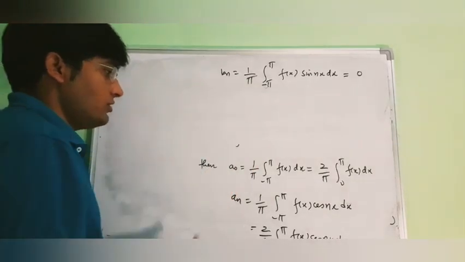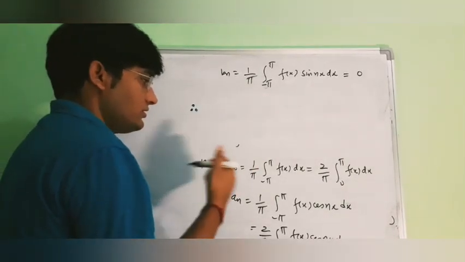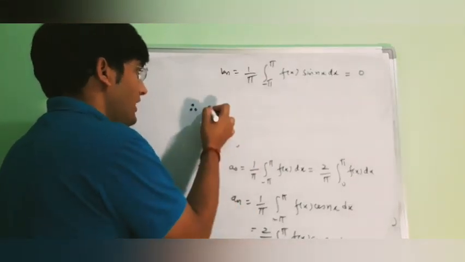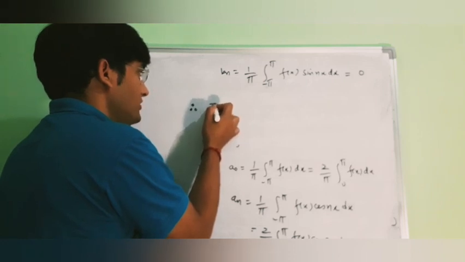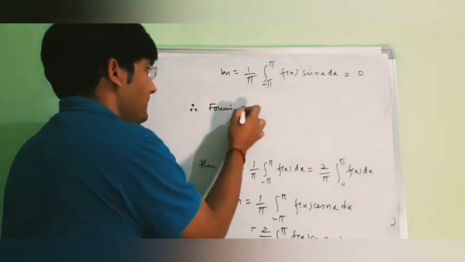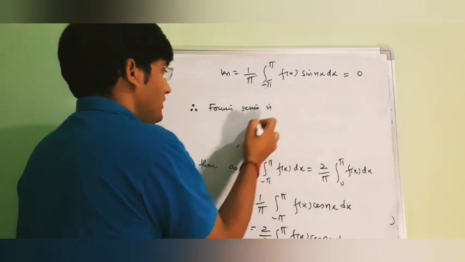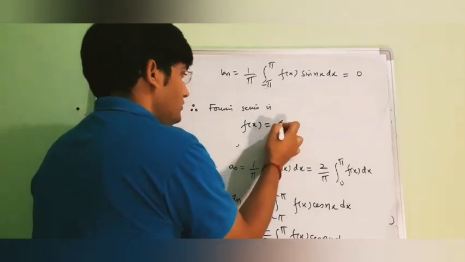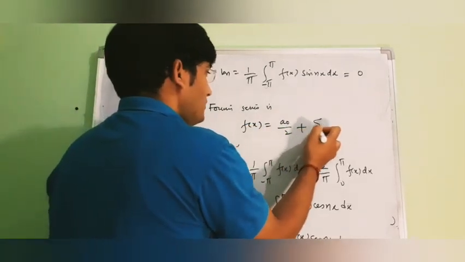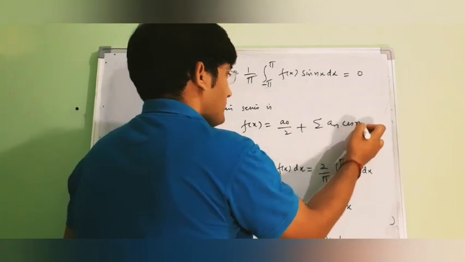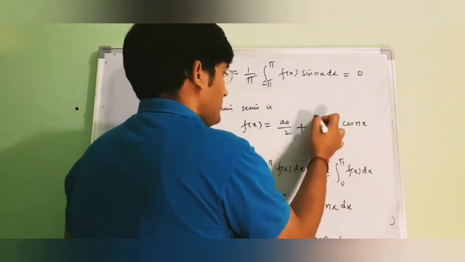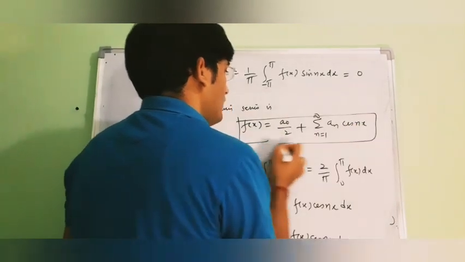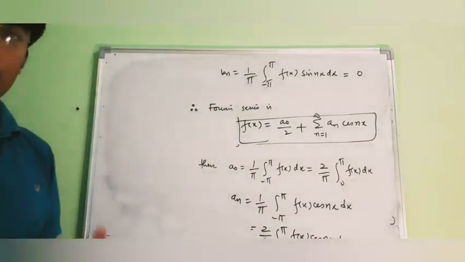So this is your half range cosine series, and therefore the Fourier series will be a0 by 2 plus, as bn is 0, the summation of an cos nx, where n is from 1 to infinity. So this is your half range Fourier cosine series.